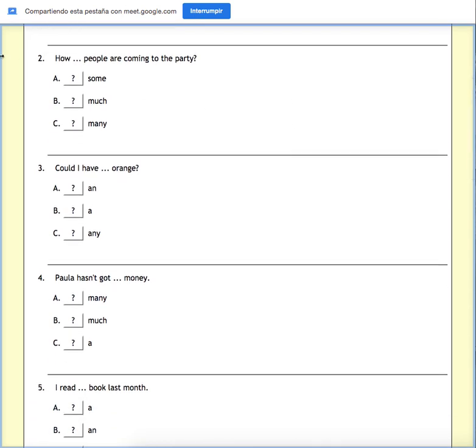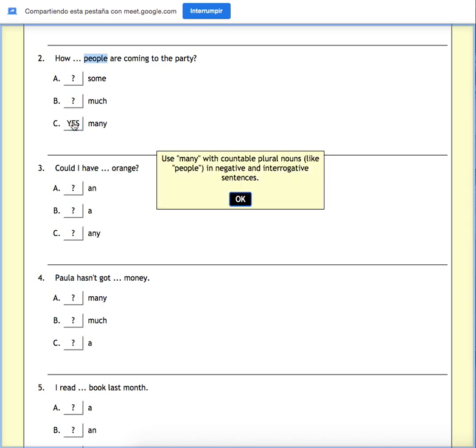Gabby, the next one. How space people are coming to the party? How can you complete it? Some, much, many. Look at this. You have people. Much. Much, are you sure? No, many. Why many? Because many is used with countable nouns. Acuérdate que cuando es contable es many, cuando es no contable es much. En este caso, people es contable.